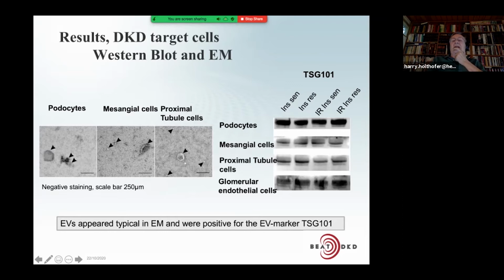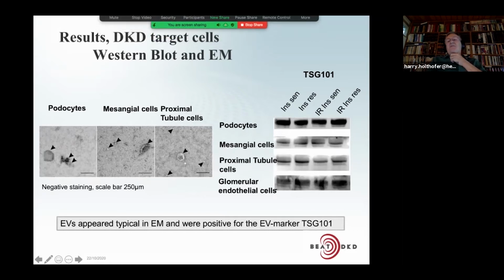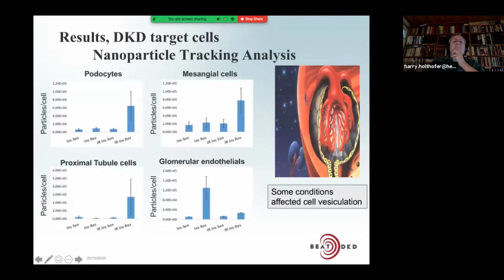And as you see, in all of these settings, whether it's an insulin sensitive or insulin resistant cell environment that we are culturing them in, or we have transfected the insulin receptor into these cells, we do have the vesicles coming out. Not too much difference in the amount of vesicles secreted in each of these.